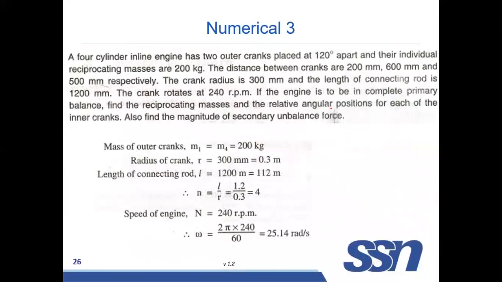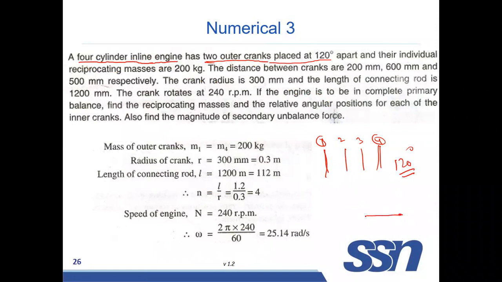Now we are going to see another problem. This is also a 4-cylinder inline engine. The 4-cylinder inline engine has two outer cranks placed at 120 degree. Outer cranks, for example, first crank, second crank, third crank, and fourth crank. So this is 1, 2, 3, 4. There are 4 engines. This is first engine. This is fourth engine. The crank angle difference between the first cylinder and fourth cylinder is 120 degree. Then you have to draw like this.